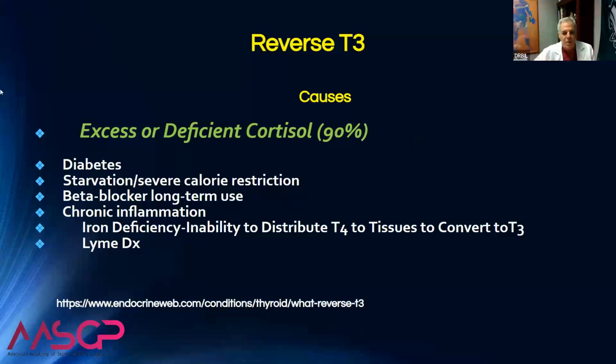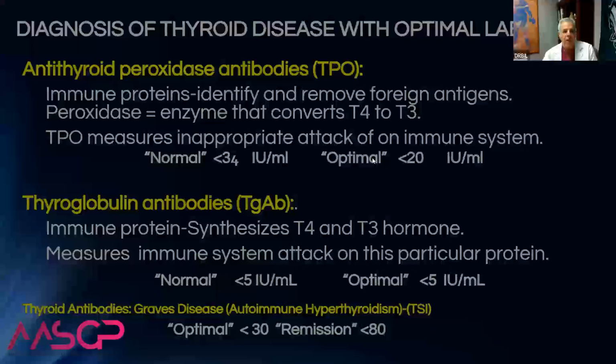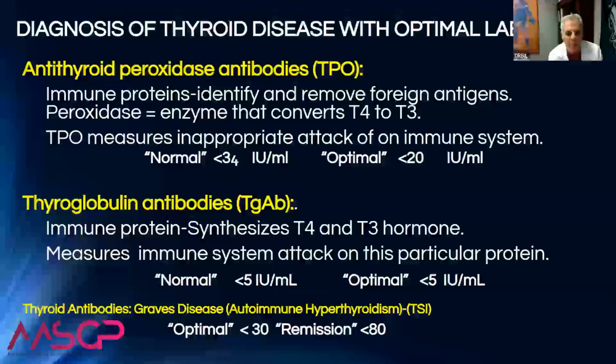But most of the time, you can pretty much rest assured that we have an abnormality in cortisol when you have an elevated reverse T3. We're going to get thyroid antibodies, TPO and thyroglobulin antibodies. You need to do both because sometimes one will be positive and the other one will be negative. So you need to do both of them. Either one of them that are positive by 1 point is indicative of an immune issue.